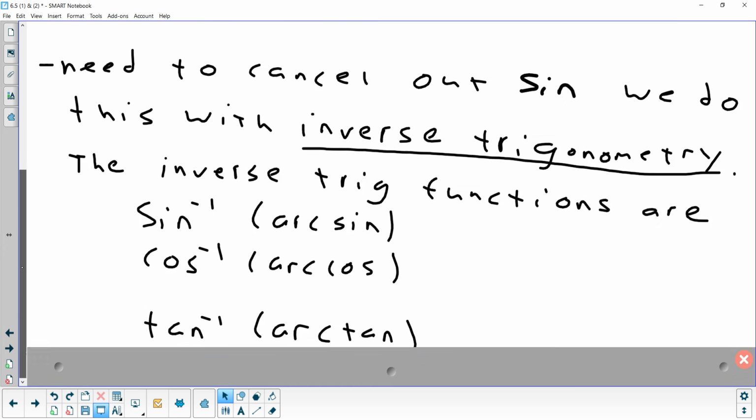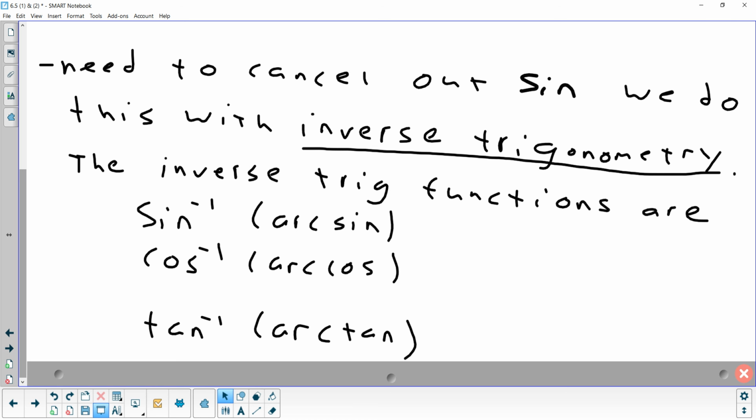So these are the three inverse trig functions that we're going to use. And what an inverse trig function does is it cancels out a regular trig function, just like squaring cancels out square rooting. Same idea. It cancels it out. There are two ways you can write an inverse trig function. Kind of the more modern way is to write the trig function with a -1 up higher. Or you can write it as arcsine. That's another name for inverse trig.